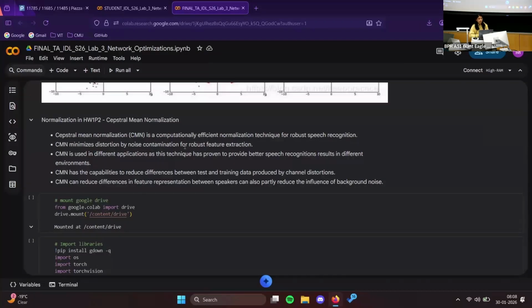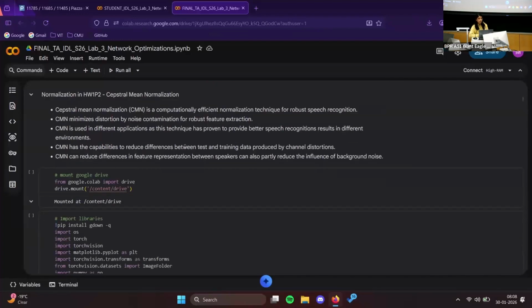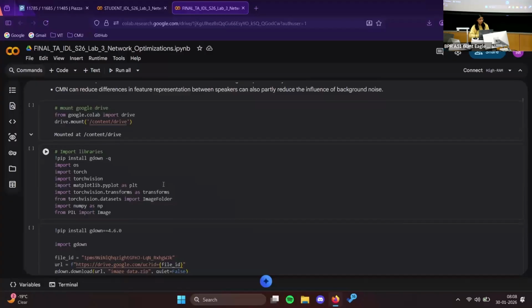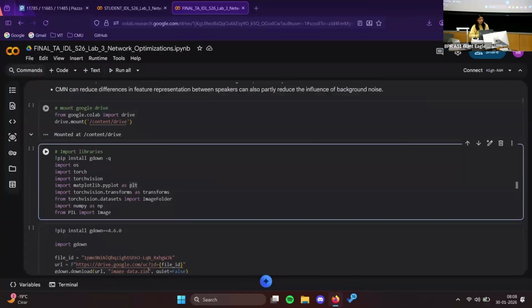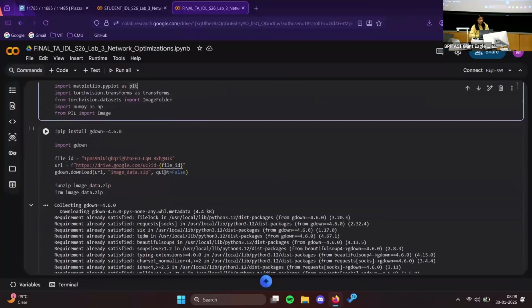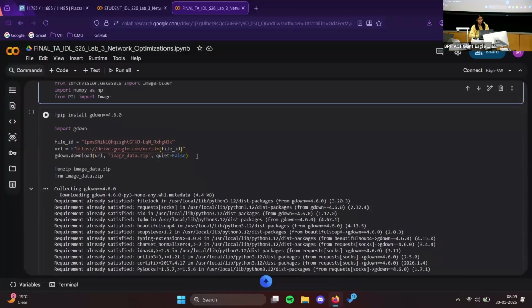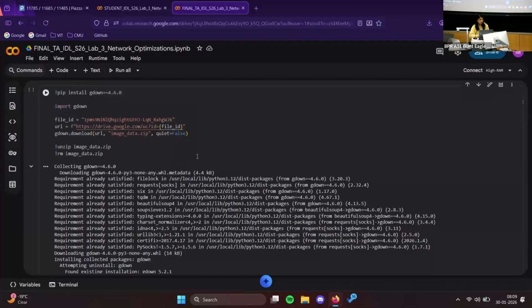So we would like to reduce or minimize the distortion by noise contamination to get robust feature extraction. This is why we do spectral mean normalization on the audio data set. So here are some code blocks. We are just importing some libraries and getting the data. This is already given to you through the Piazza post.